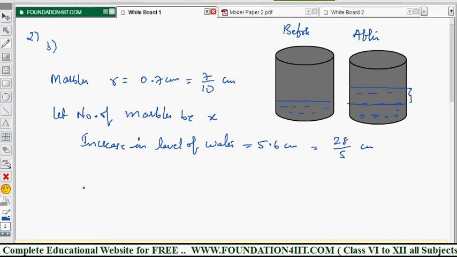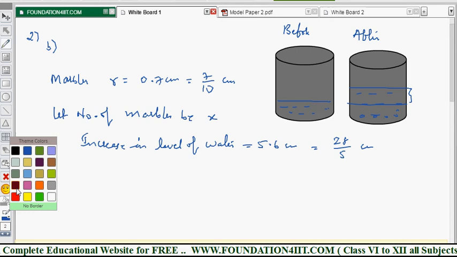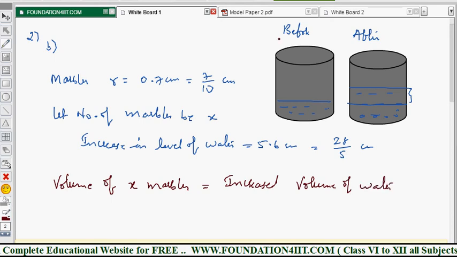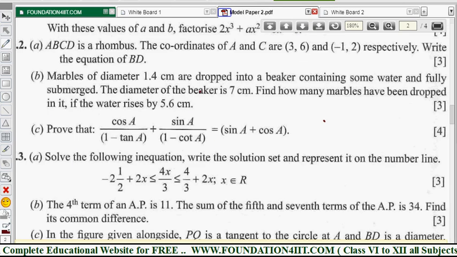So the volume of x marbles. As per the question, the water level is increased. Therefore, the volume of x marbles is exactly equal to the increased volume of water, because by dropping some marbles, the water level is increased. That is the increased volume of water. Okay, this we can apply. The beaker containing some water, with the marbles fully submerged.